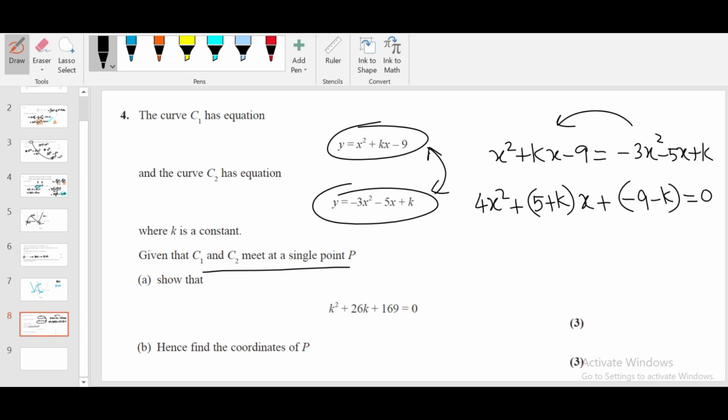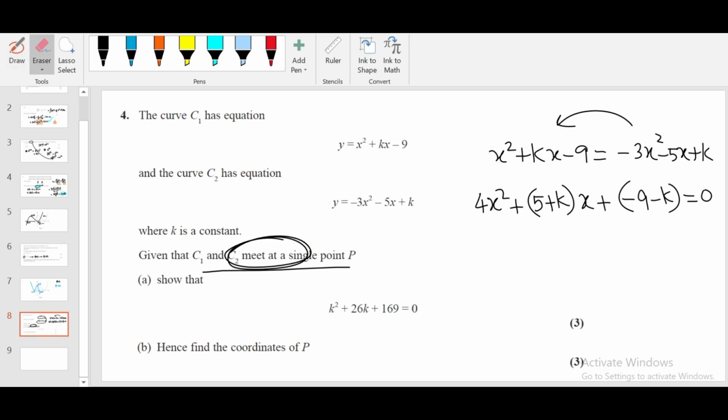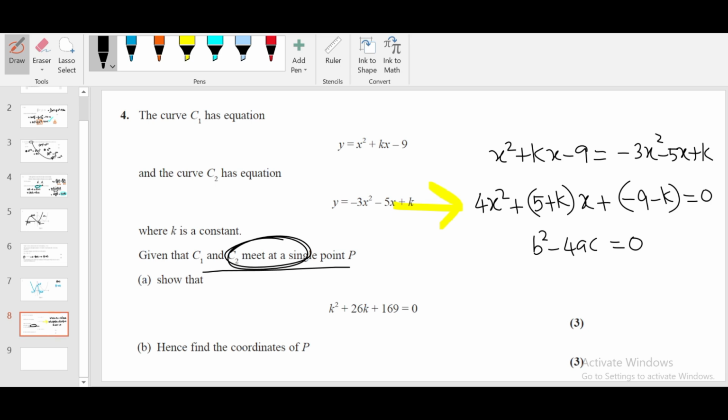Why am I writing it this way? These two curves meet at a single point. In other words, this quadratic equation will have only one solution. If the quadratic equation has one solution, the discriminant will be equal to 0. So b is the coefficient of x, a is the coefficient of x square, c is the constant term, b square minus 4ac is equal to 0.